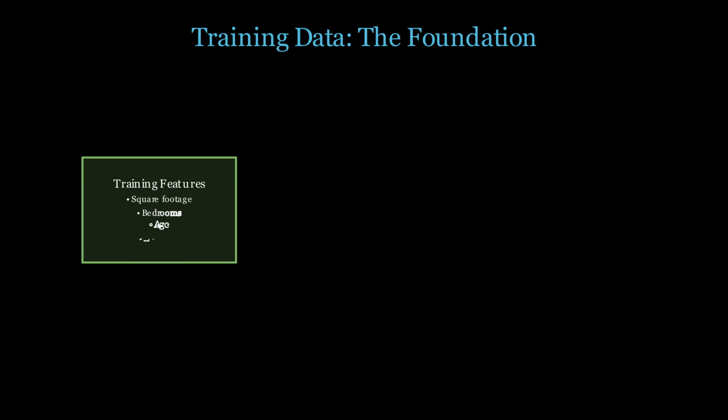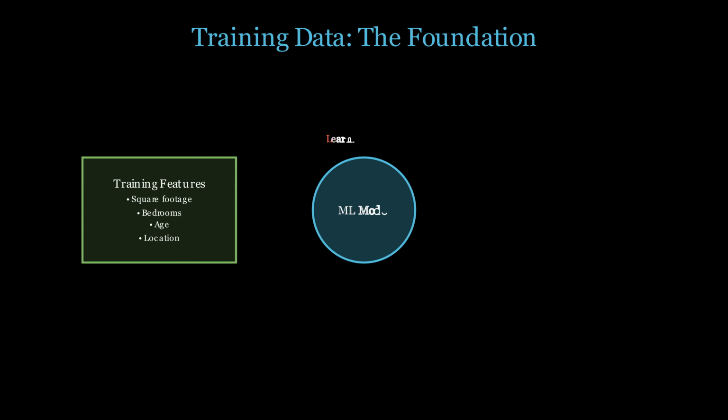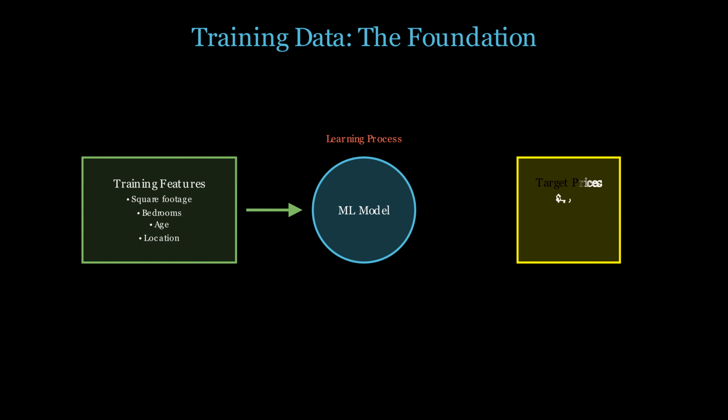During training, the model receives input features for each house and learns to map them to the correct target prices. It analyzes thousands of examples, identifying patterns like houses with more square footage tend to cost more, or downtown locations command premium prices. The model adjusts its internal parameters to minimize prediction errors across all training examples.